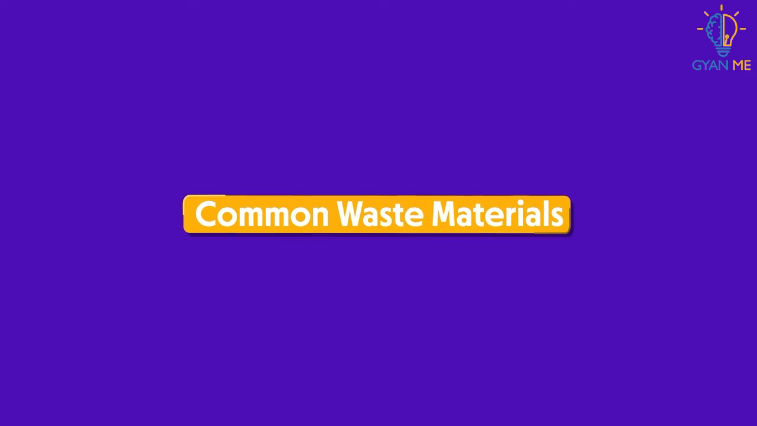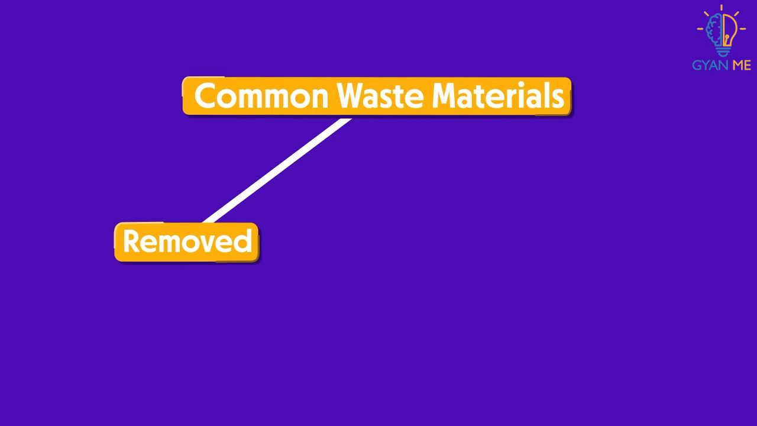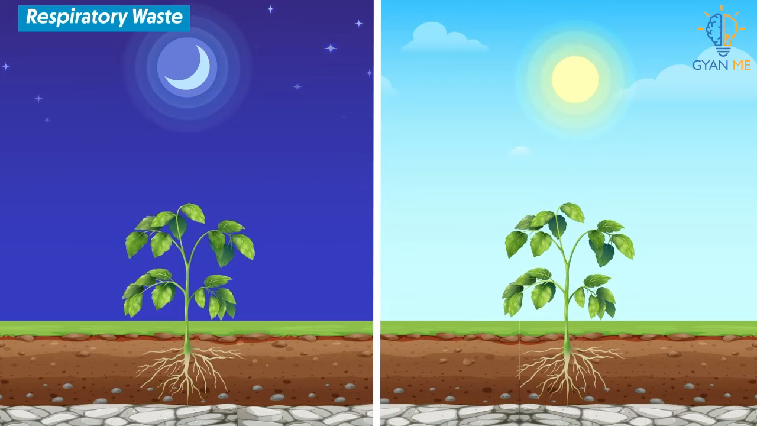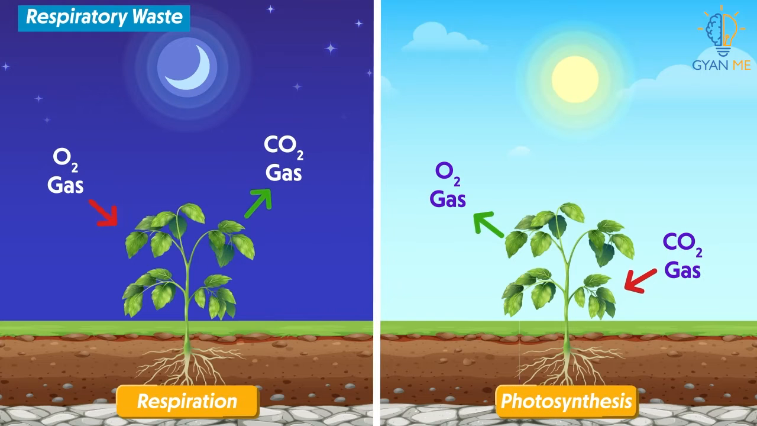Now let us look at some common waste materials in plants and how they are removed or reused. Simplest of plant waste materials are the gases released during respiration and photosynthesis. The process of respiration uses oxygen gas and gives out carbon dioxide, whereas in photosynthesis, carbon dioxide is used and oxygen is released. Now these carbon dioxide and oxygen enter the plant body through simple diffusion.